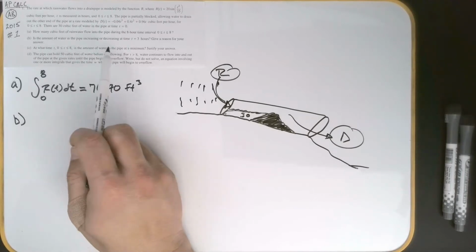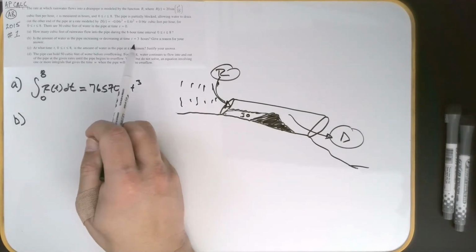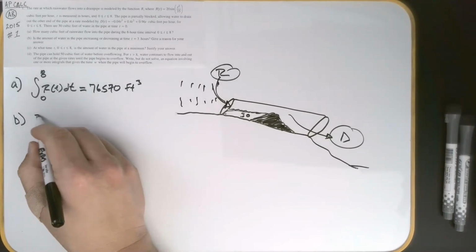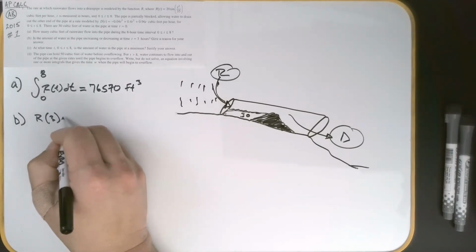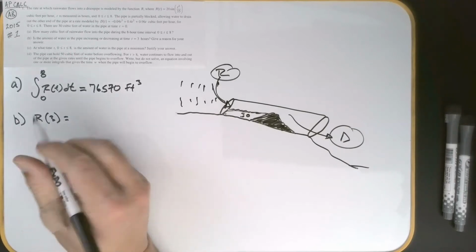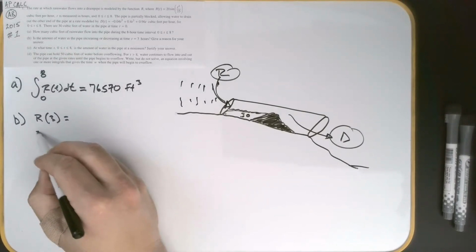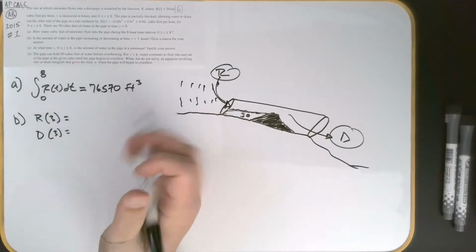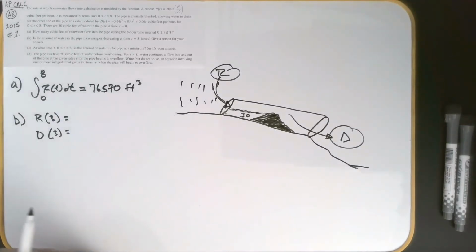And others of you would look at that and just say, well, why don't we just figure out what's going on at 3? We've got the two rates. Let's see which one's bigger. So what if we just figure out what is the rate the water's going in at time equals 3? And then we can compare that to the rate the water is exiting at t equals 3. And then we'll just know what's going on. It's an easy enough way to do that.